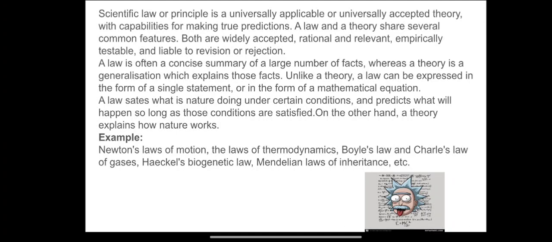A scientific law or principle is a universally applicable or universally accepted theory with the capability of making true predictions. A law and a theory share several common features. Both are widely accepted, rational, relevant, empirically testable, and liable to revision or rejection. A law often consists of a summary of a large number of facts, whereas a theory is a generalization which explains those facts. Unlike a theory, a law can be expressed in the form of a single statement or in the form of a mathematical equation.